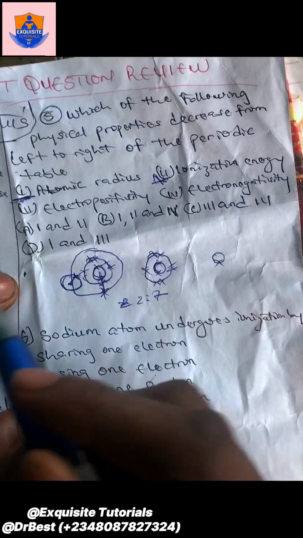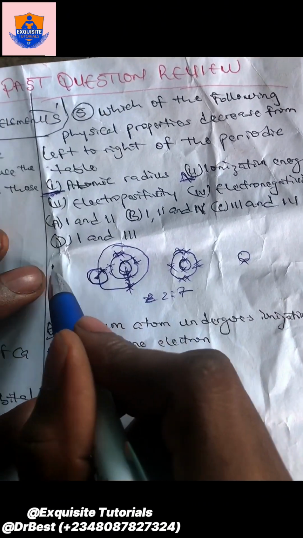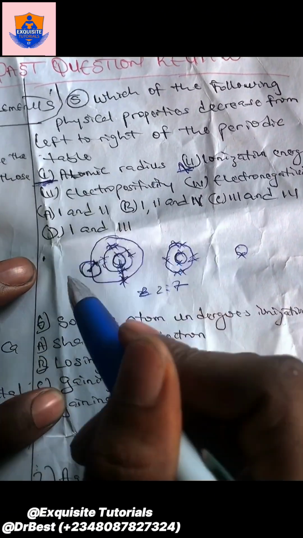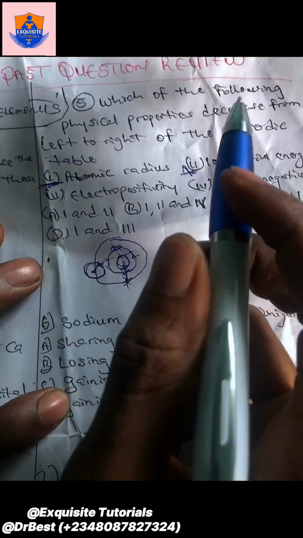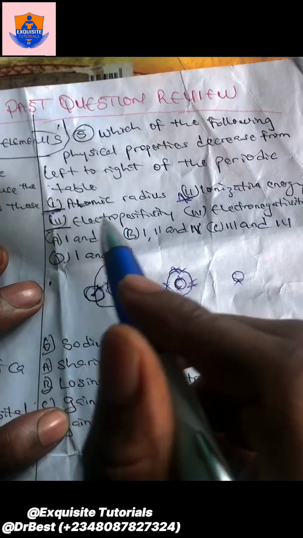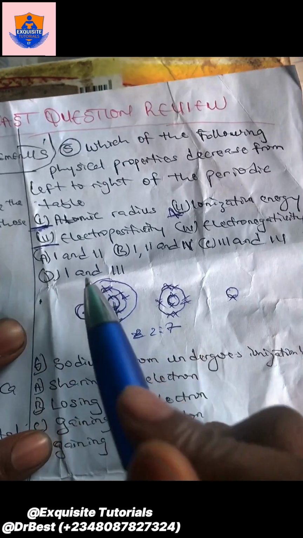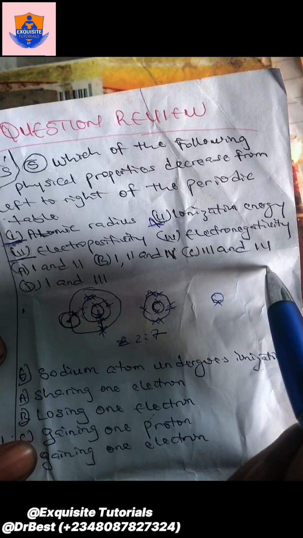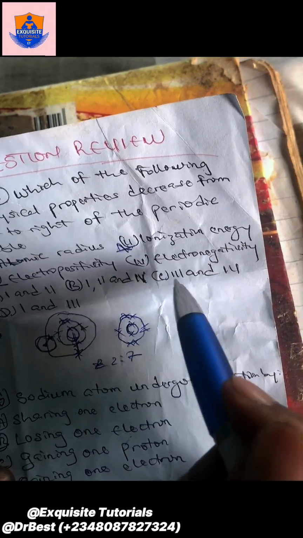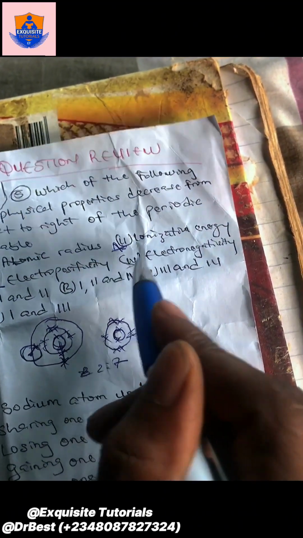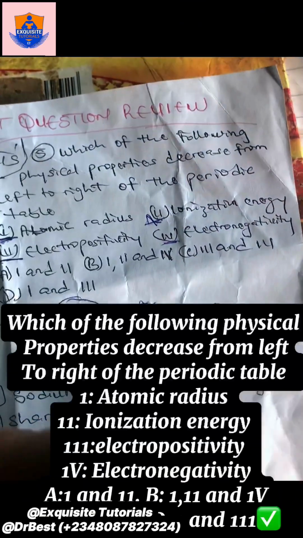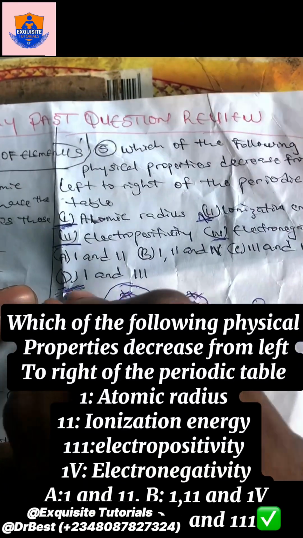Now, electropositivity. Remember that the metals are located on the left hand side, so going across, electropositivity is going to decrease. So this is another option. Now, electronegativity. Remember that from the left you have metals, to the right you have non-metals, which means that electronegativity is going to increase rather than decrease. So the 2 correct options are option 1 and option 3, which means D is the correct answer.